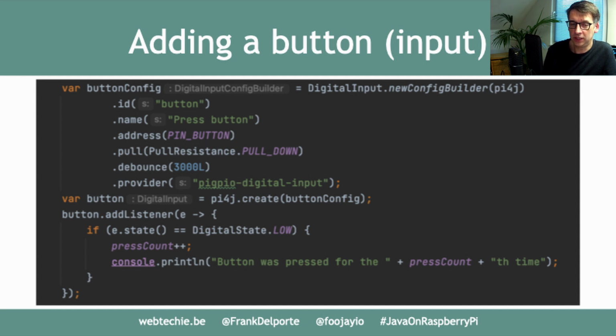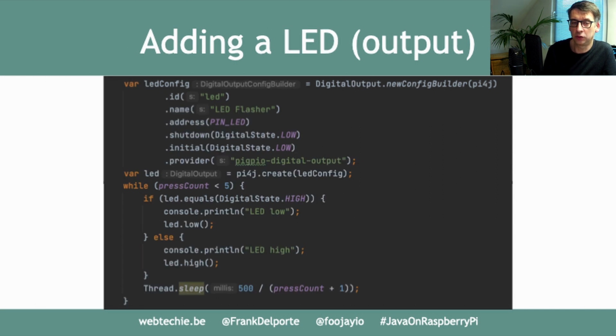So you see, this is really Java code, the kind of code that you know as a Java developer. There's no magic here about how you have to configure the wiring or how you have to configure your interface with this button. This is all handled by the library. On the other hand, you can also define an output. So the LED is an output. You want to turn it on and off again. So here we have this configuration that we have to do, a config builder that you can use for the digital output. We create the LED and then we can interact with this LED. So we can put it low or high, on or off. So that's how you interact with a LED.